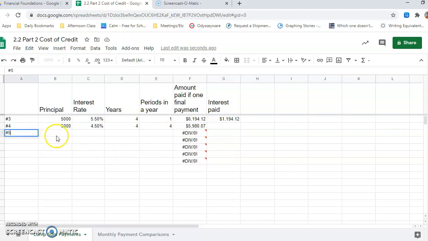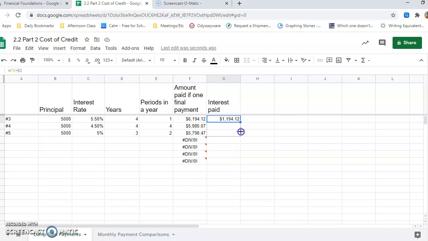So my next one, I had a 5,000 at 5% for 3 years. That was semi-annual. And then notice after I put all that information in, magic, right? Magic. Not really magic. And then again, we can drag this formula down.